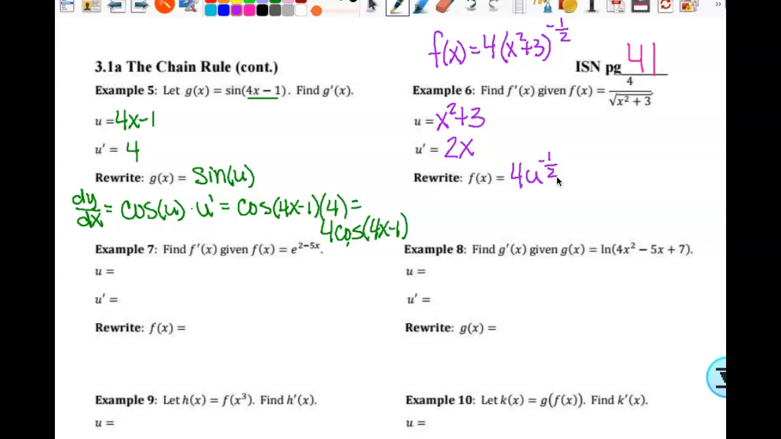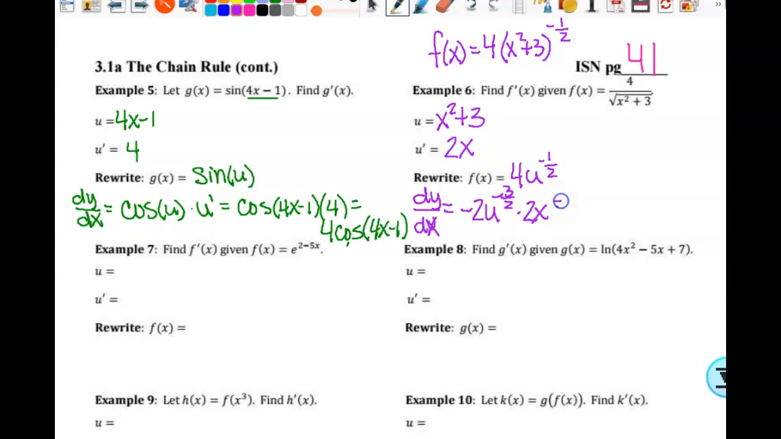Beautiful. All right, so then we're going to do dy dx. So this is going to be the derivative of the outside. I go ahead and take the derivative of f of x, right? So negative 1/2 times 4 is what? Negative 2 times u to the what? Negative 3/2 power. Good. Times what? 2x, good. You could write u prime or 2x there, whatever makes the most sense to you. Just in the end, all of the u's have to be gone, okay?